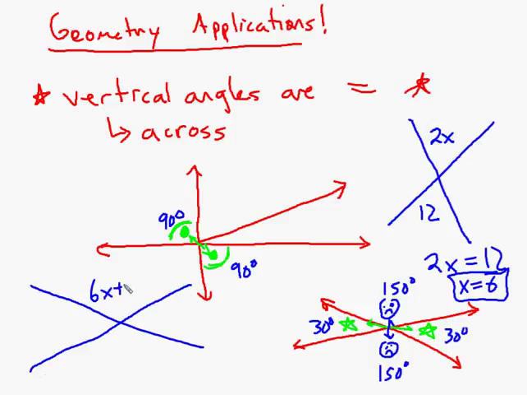This is 6x plus 3, and this is 8x minus 21. What do we know about these two? Well, they're across from each other, so they're equal. So I'd write 6x plus 3 equals 8x minus 21.